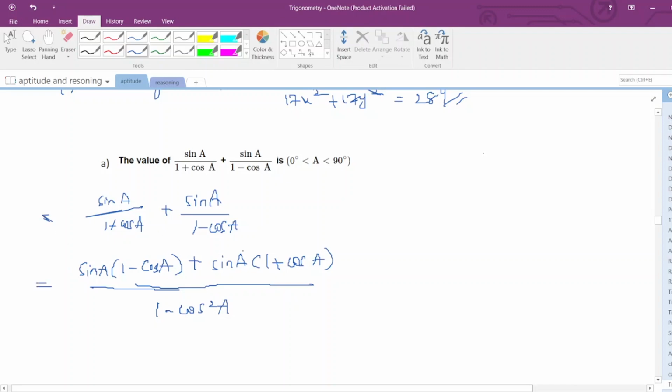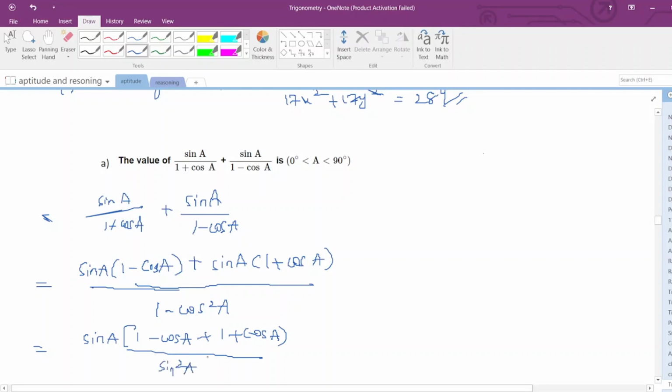See, a plus b into a minus b formula is a square minus b square. Now, taking sin a common, I'll get 1 minus cos a plus 1 plus cos a by 1 minus cos square a in the denominator. Identity 1: sin square a plus cos square a is equal to 1, then sin square a is equal to 1 minus cos square a.